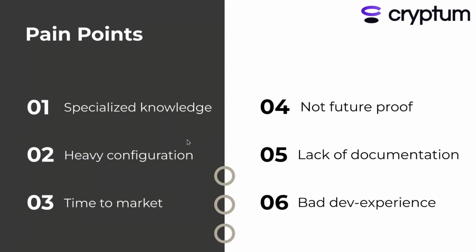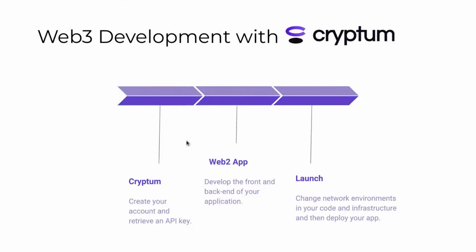And the purpose of Cryptum is to solve these things. So Web3 development with Cryptum looks much smaller, much simpler, and much faster. You just create your account on our website, which you can access on cryptom.io or dashboard.cryptom.io. Then go ahead and create your Web2 application, your front end, your landing page, whatever, and just launch it, and that's it.